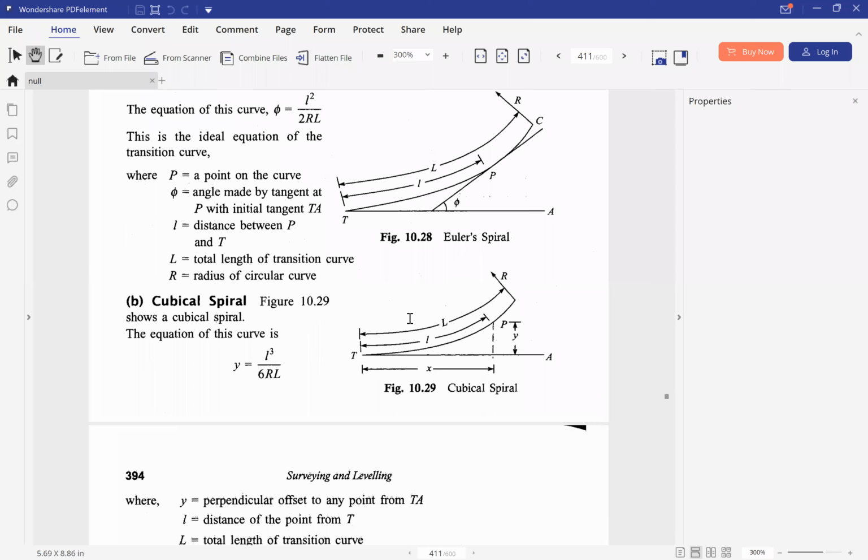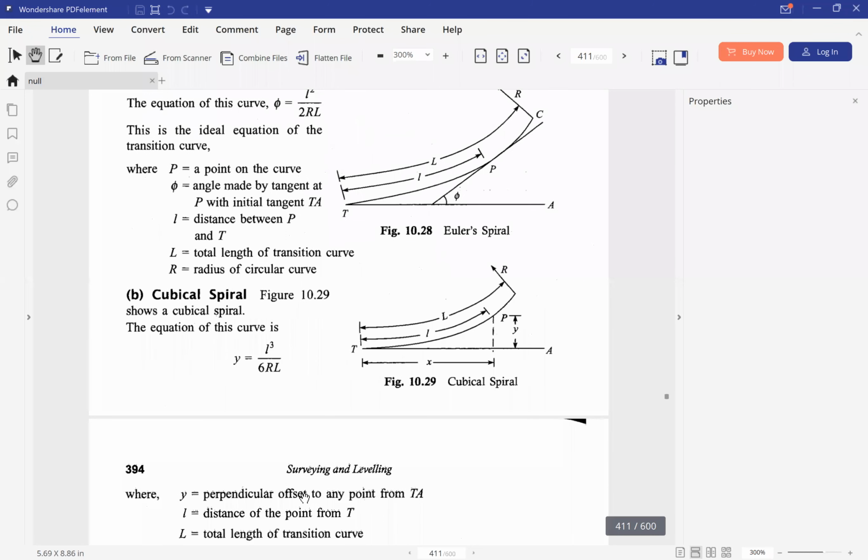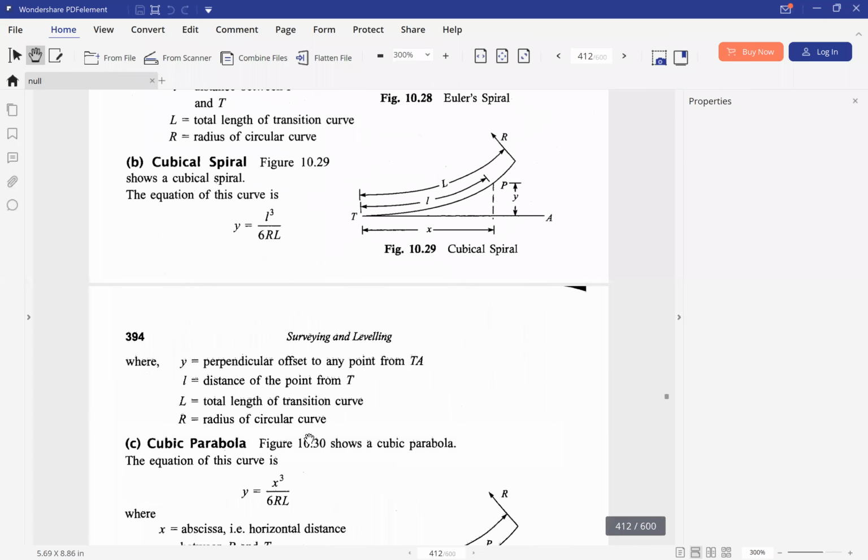Now, there are different types of transition curve like Euler spiral, cubical spiral, and these are the corresponding equations for these particular types if you want to set them out.